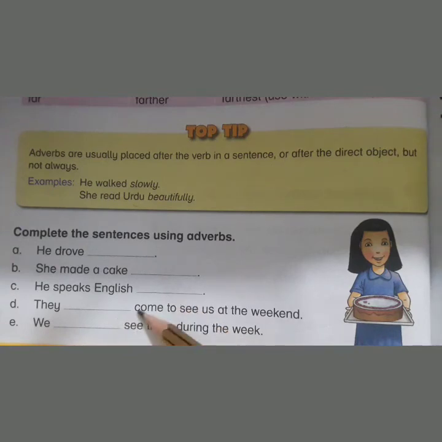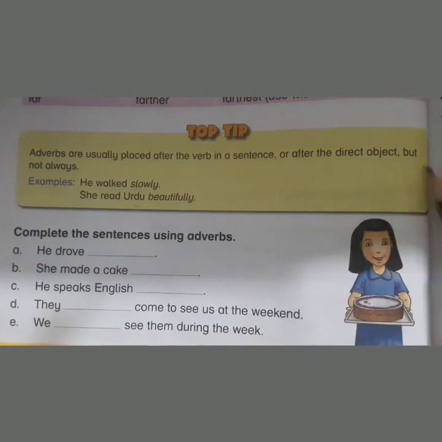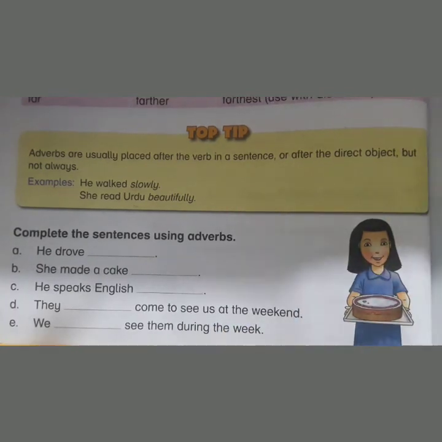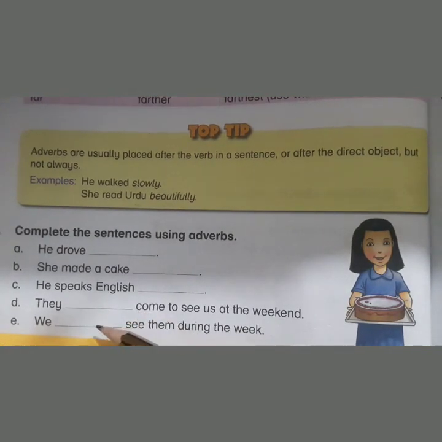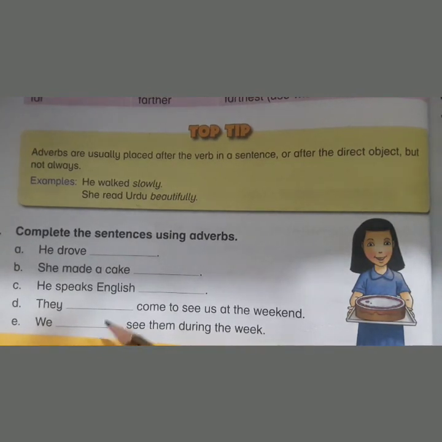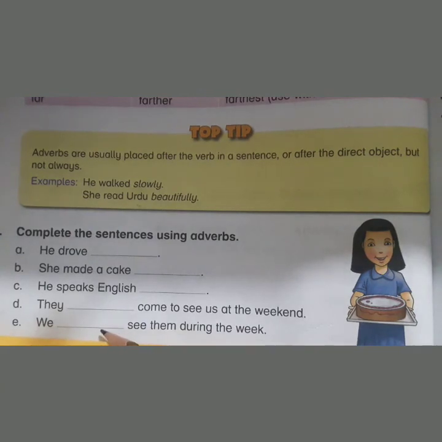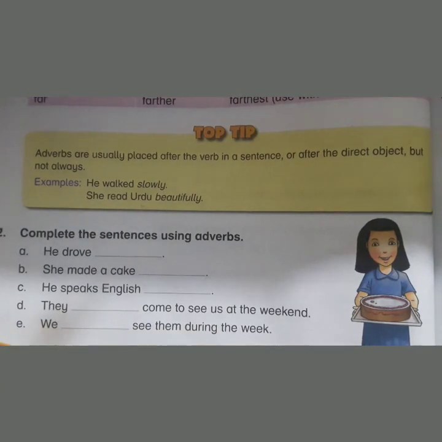Next, they dash come to see us at the weekend. Now what should be here? They hardly come to see us. They less come to see us. They pleasantly come to see us. They unpleasantly come to see us, meaning they don't come happily. We dash see them during the week. We hardly see them during the week, or we less see them during the week.